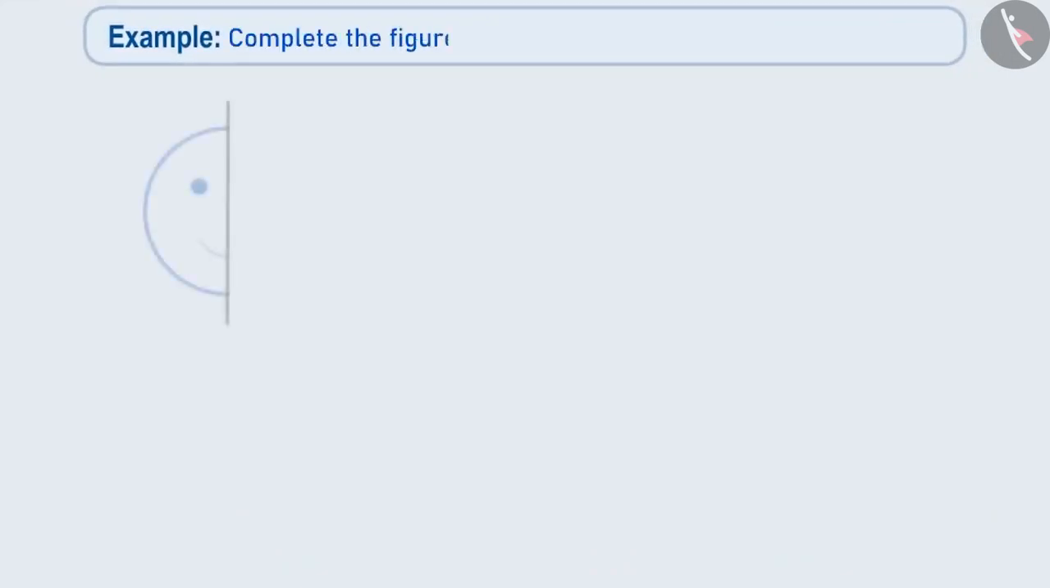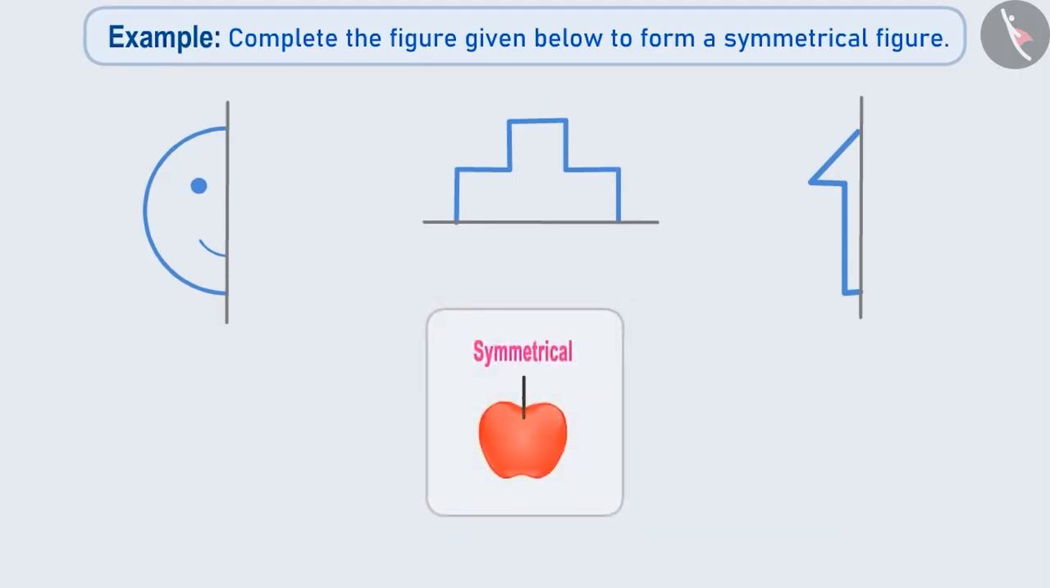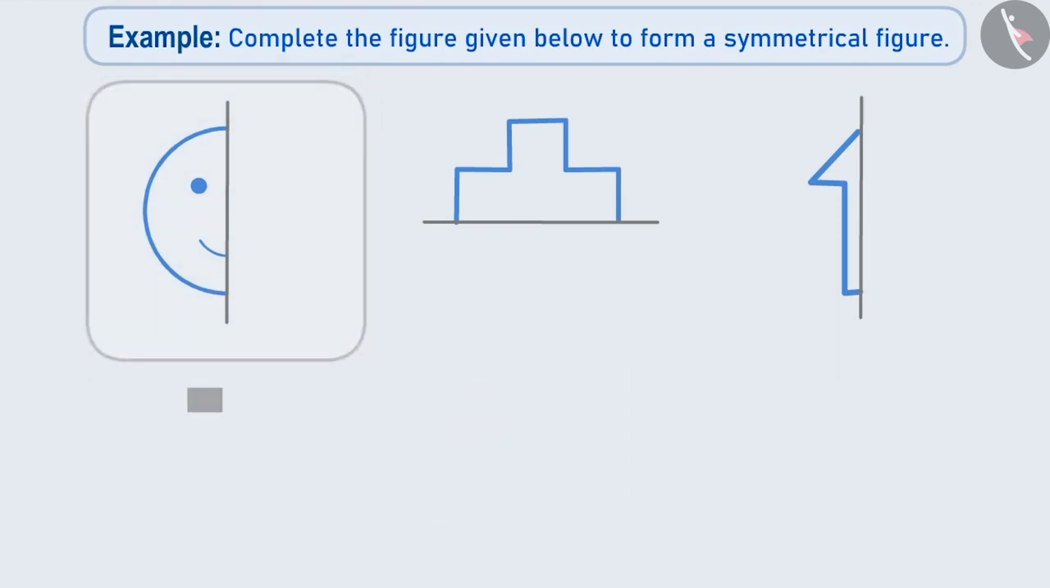Next example: complete the figure given below to form a symmetrical figure. Two parts of symmetrical figures can be made which are reflections of or exactly identical to each other. Let's complete the given figures following this concept. In the first figure, here is a semicircle on the left. We will draw its reflection in the right part. It is important to keep in mind while making the reflection that this shape should be made in balanced proportion.